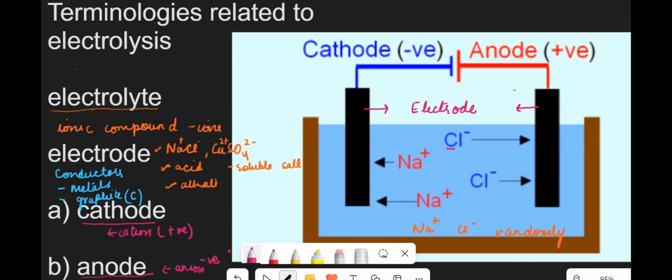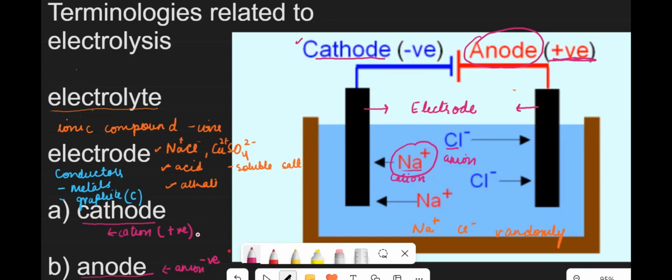These are basically the chloride ions, your anions, and the positively charged sodium ions are your cations. Anions will be attracted towards an oppositely charged electrode, which is attached to the positive terminal of the battery. Because anions are attracted toward it, we call it an anode, which is attached to the positive terminal of the battery. Similarly, the cations are attracted towards the cathode, which is attached to the negative terminal of the battery. That is a negatively charged plate and we call it a cathode.